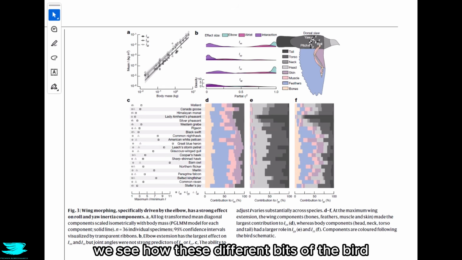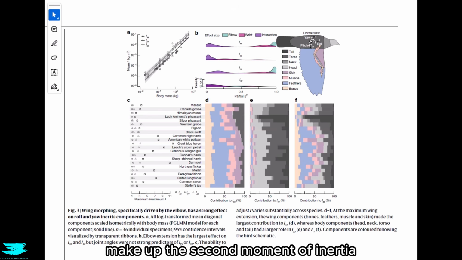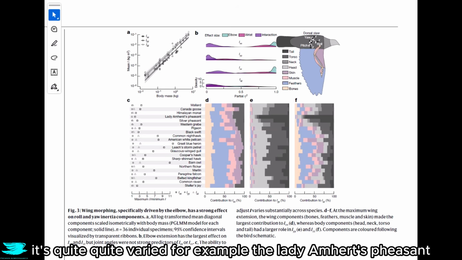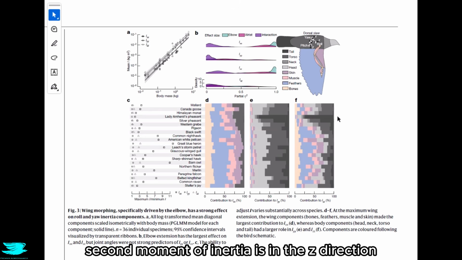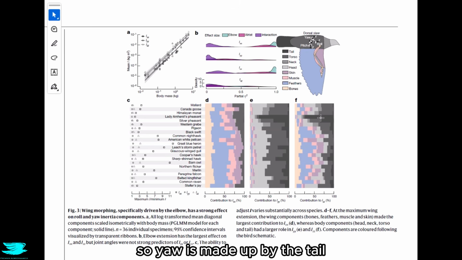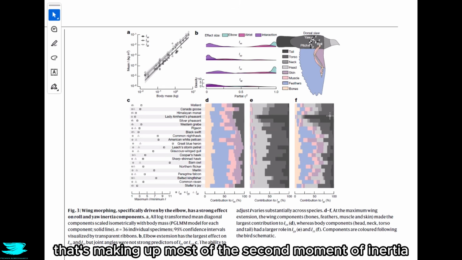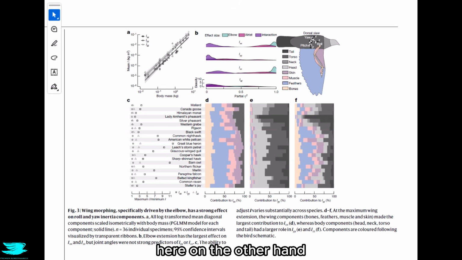And for figure 3f, we see how these different bits of the bird make up the second moment of inertia in the z direction, so for the yaw. Here there's a very large spread in the results, it's quite varied. For example, the Lady Amherst pheasant, so the fourth from the topmost, most of its second moment of inertia in the z direction, so yaw, is made up by the tail, so there's a very dark grey region. That's the tail that's making up most of the second moment of inertia here.